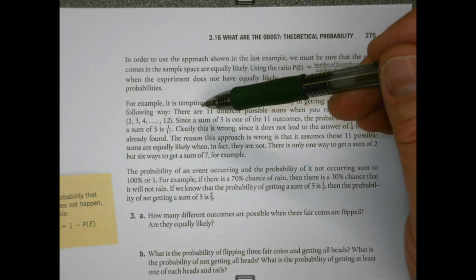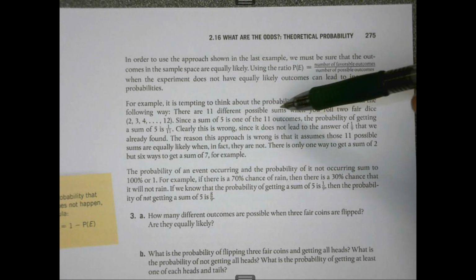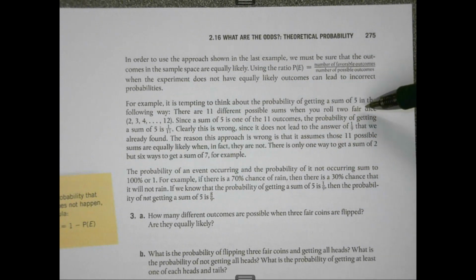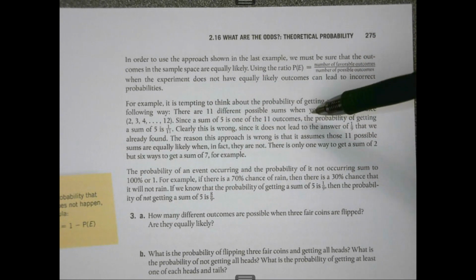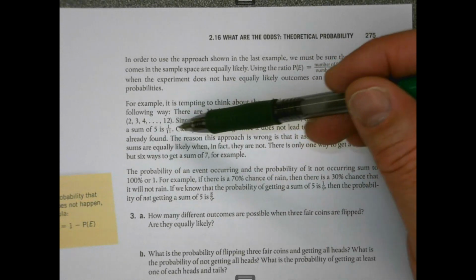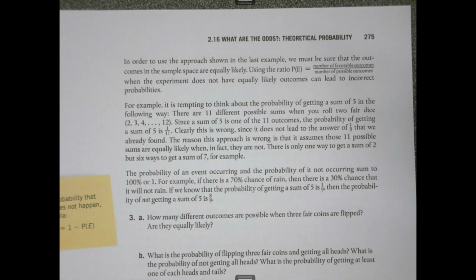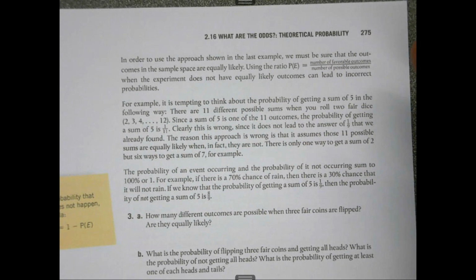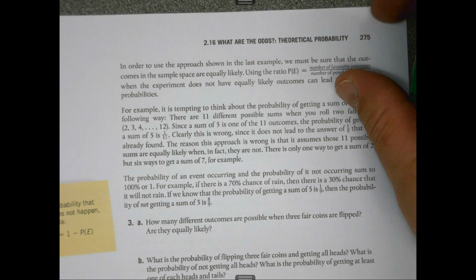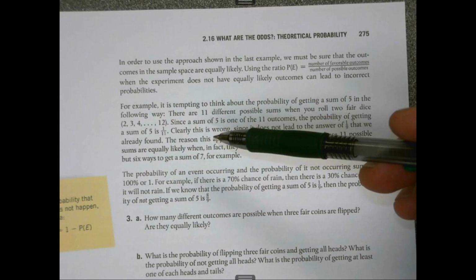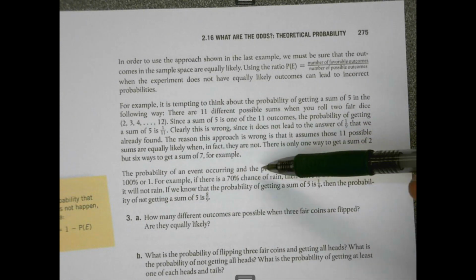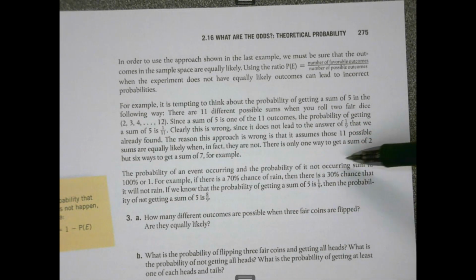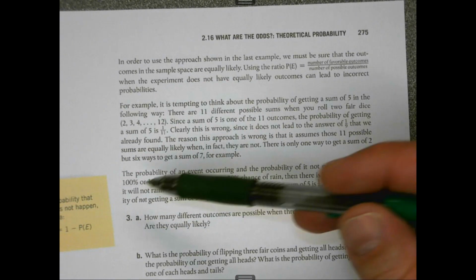The probability of an event occurring and the probability of it not occurring sum to 1 or 100%. If there's a 70% chance of rain, then there is a 30% chance that it will not, adding to that 100%. If we know the probability of getting a sum of 5 is 1/9, then the probability of not getting a sum of 5 is 8/9.